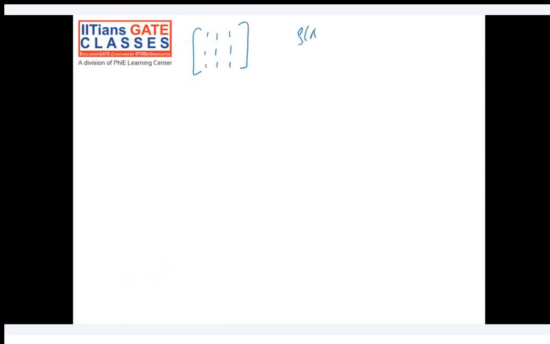Let me give you another example. 1 2 3 4 5 6 7 8, 1 2 3 2 4 6 5 minus 6 7. Okay, just a random one. Here, the rank of this matrix is 2. If you take a determinant, it will be 0. Okay, it will be 0.